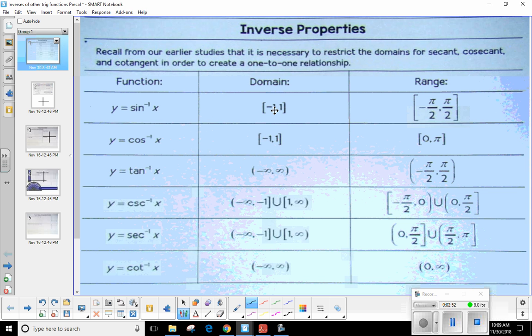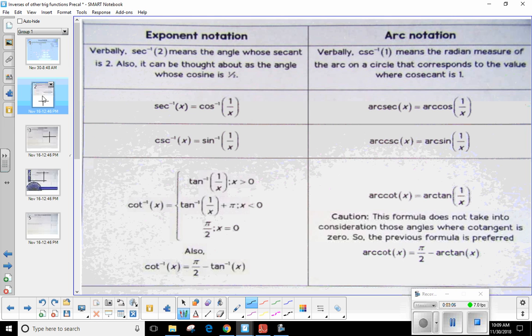But just for anybody who was curious or who wanted to dig a little deeper, I did provide the domain and the range intervals for the three we're going to start to look at. Okay, so you do have those available to you. And I will reference one of these on our first example. So let's see. We got a couple of columns here. Exponent notation. It says verbally, secant inverse of 2 means the angle whose secant is 2.